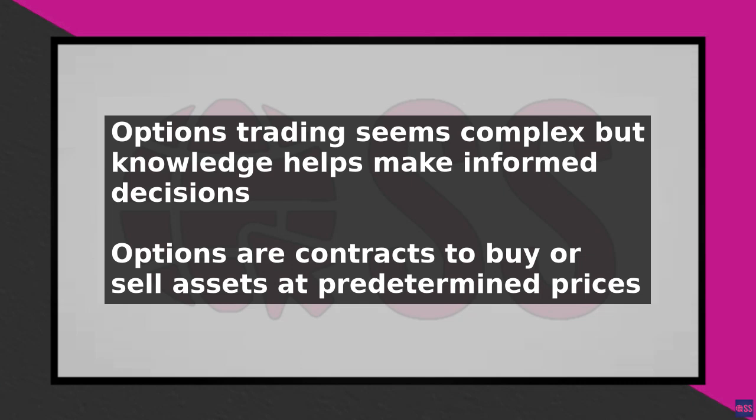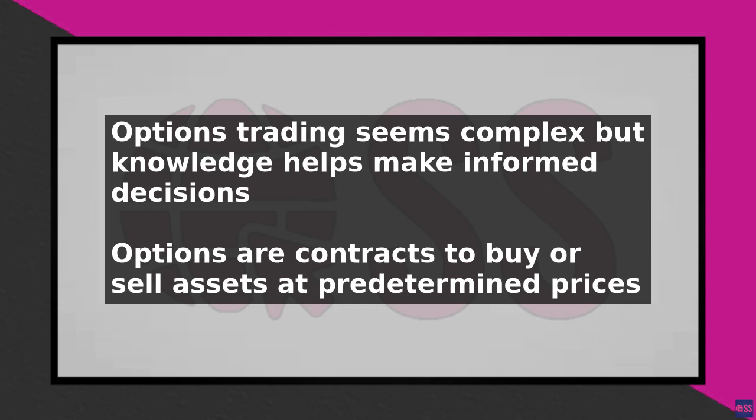An option is a contract that gives you the right, but not the obligation, to buy or sell an underlying asset at a predetermined price, known as the strike price. There are two main types of options: calls and puts. A call option gives you the right to buy an asset, while a put option gives you the right to sell an asset. When reading options on Robinhood, you'll see several key pieces of information.